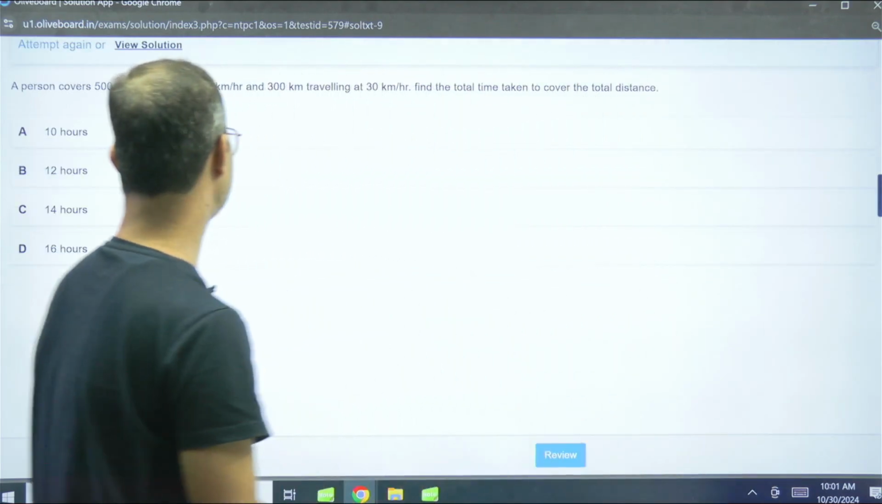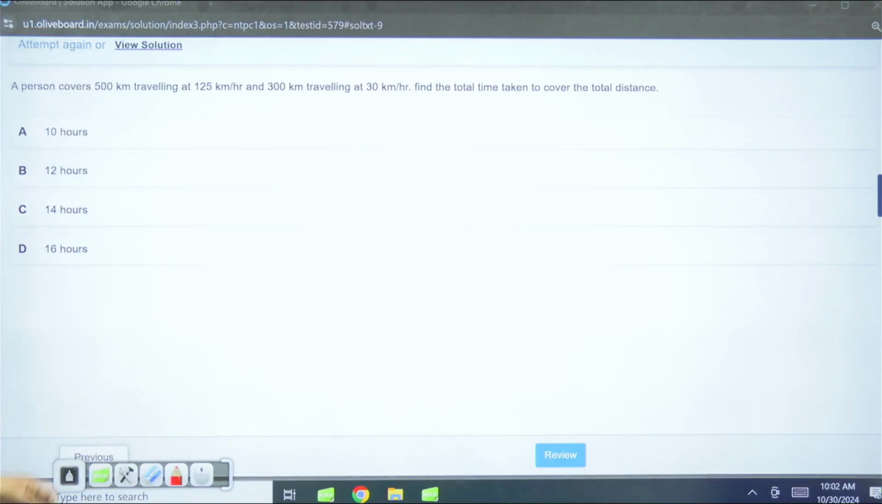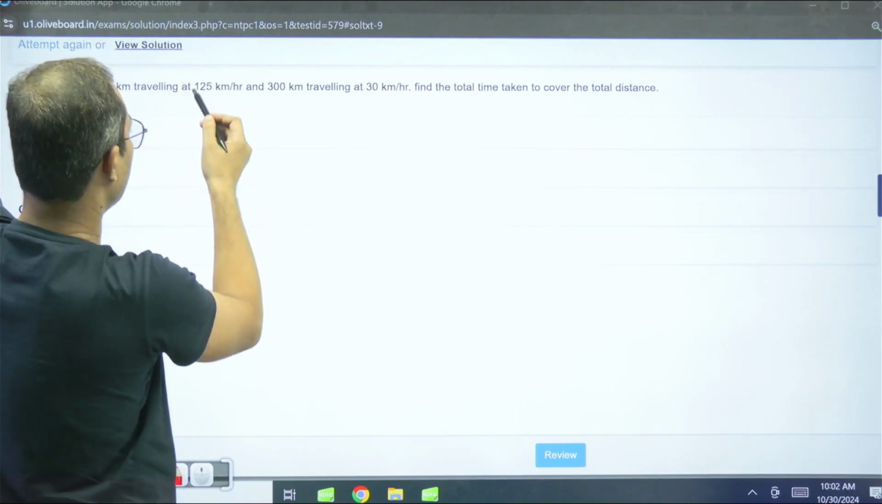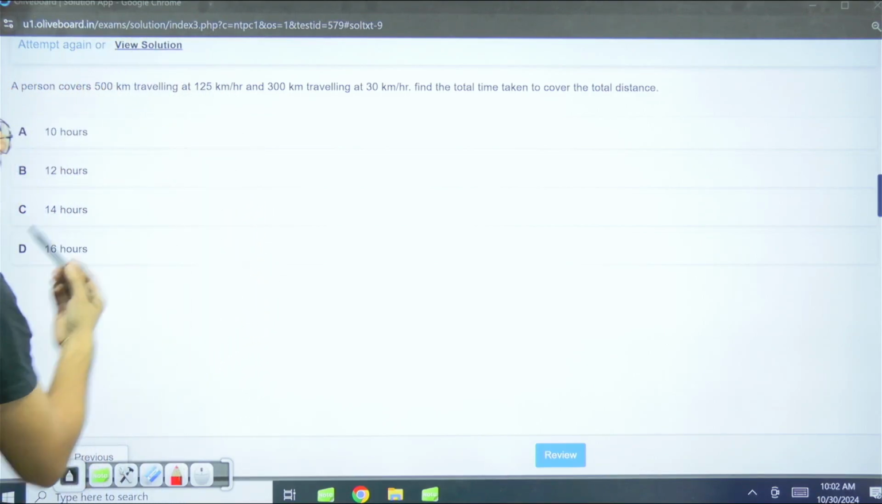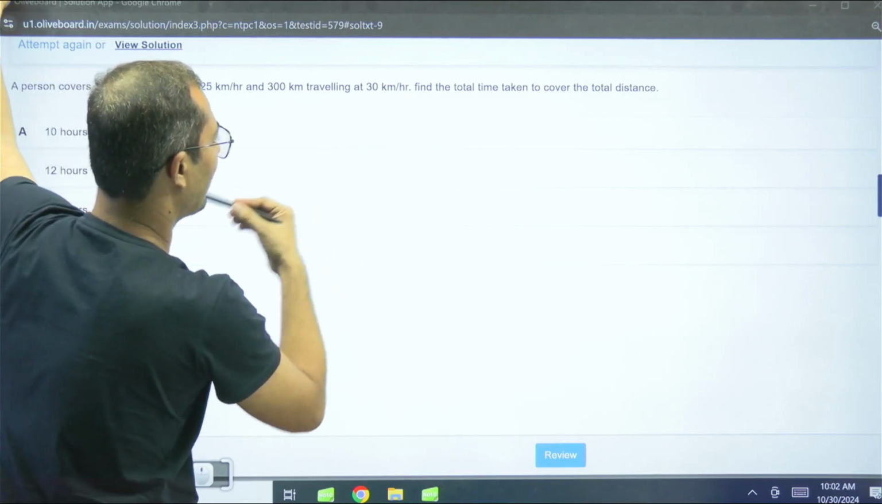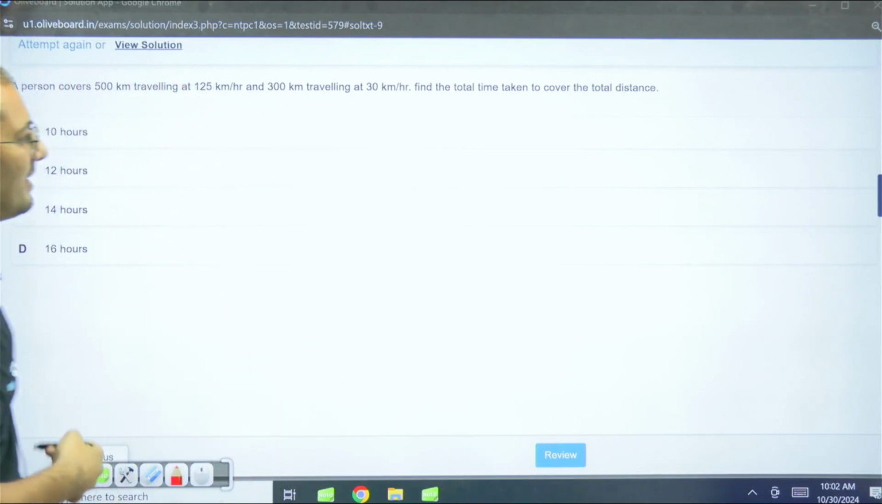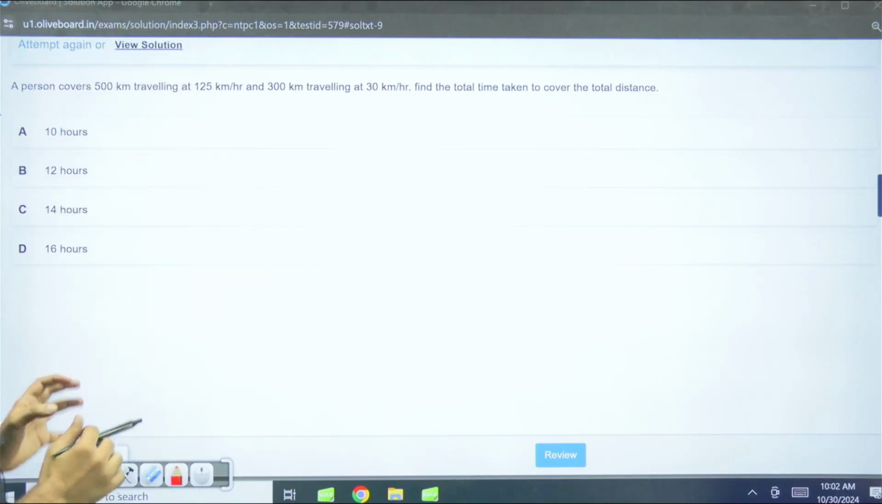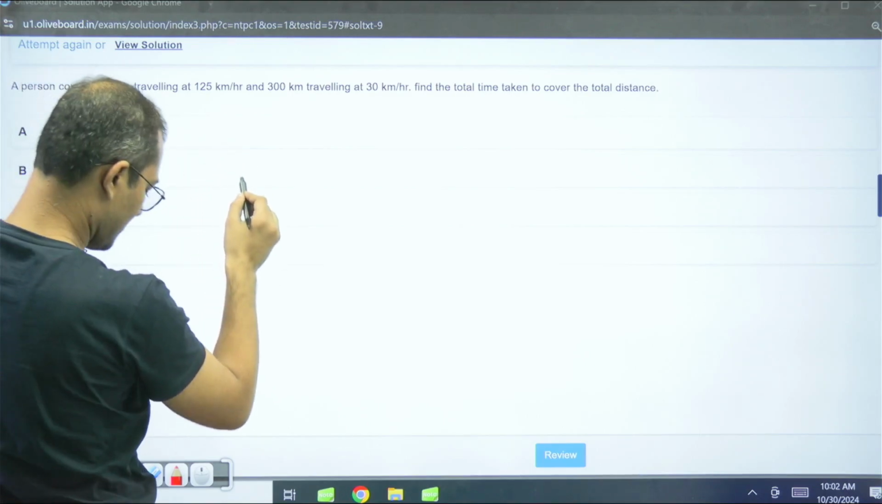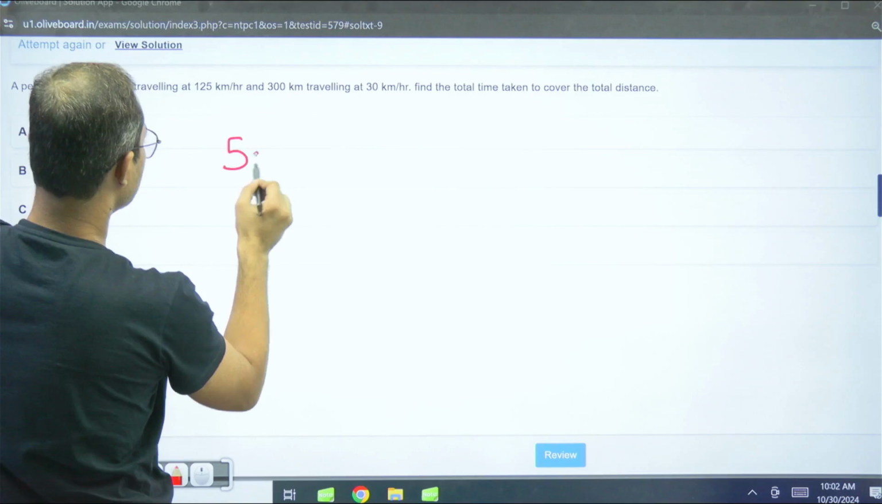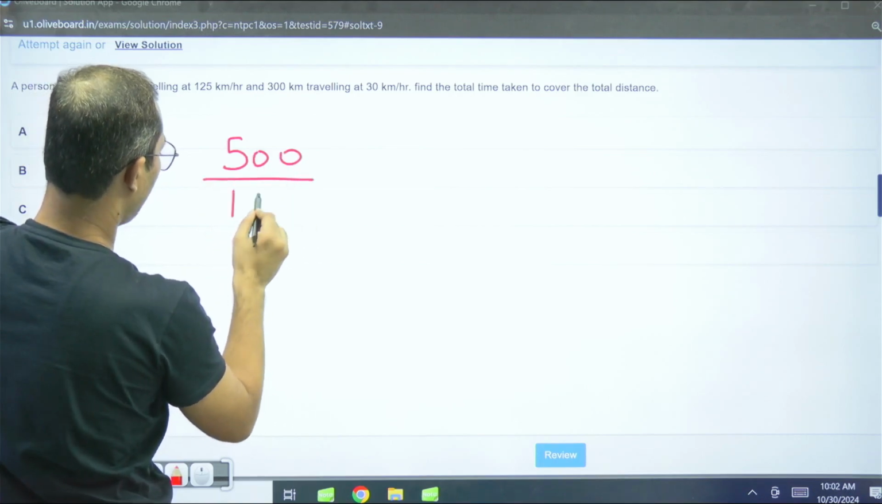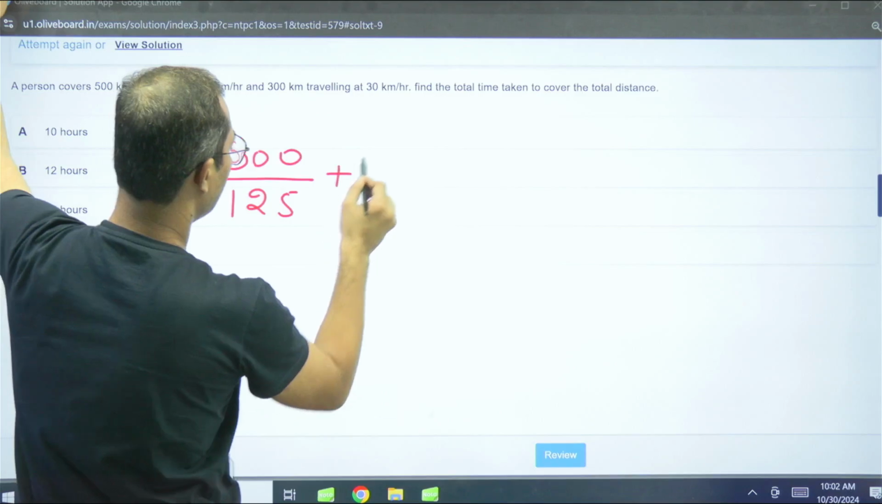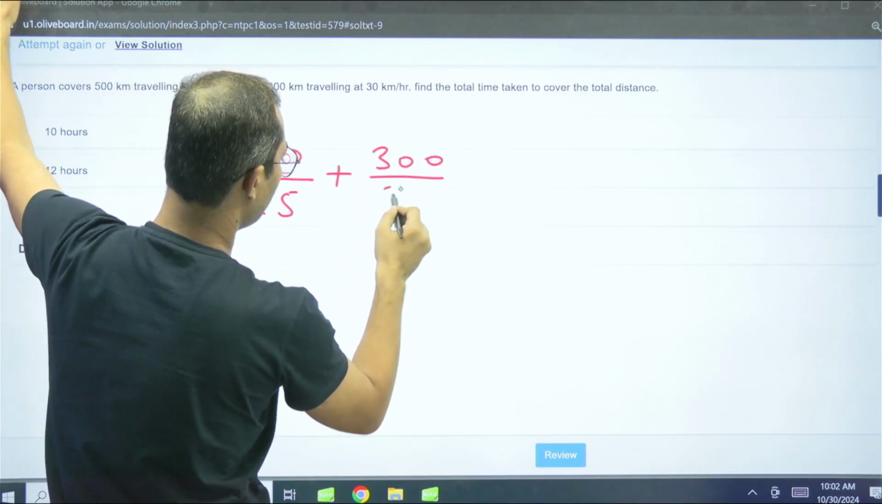Now tell me what is the answer for this question. See, the question is saying a person covers 500 km traveling at 125 km per hour, right? And 300 km traveling at 30 km per hour. Find the total time taken to cover the total distance, right? So we have to calculate the total time. So total time is equal to distance divided by speed. So 500 divided by 125 plus 300 divided by 30, right?